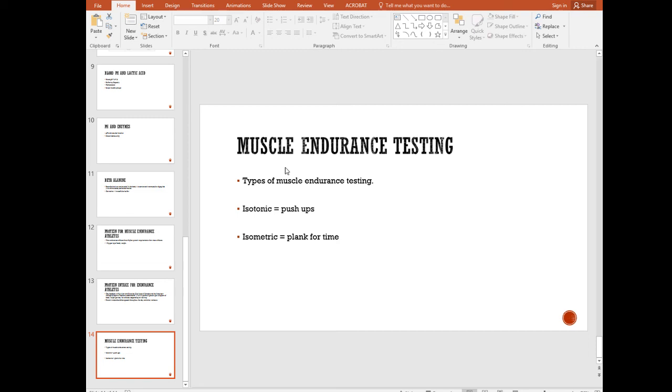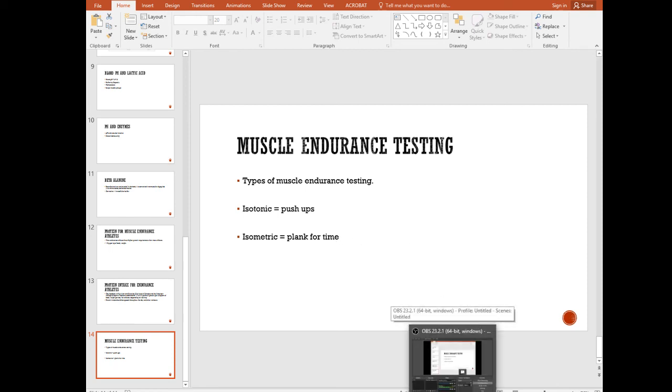So muscle endurance testing can be either isotonic, like you see with push-ups, or isometric, where it's more just holding a static position. So I'm trying to keep these videos short. I hope that helps explain muscle endurance. I will see you in the next chapter, which will be about cardiorespiratory endurance.